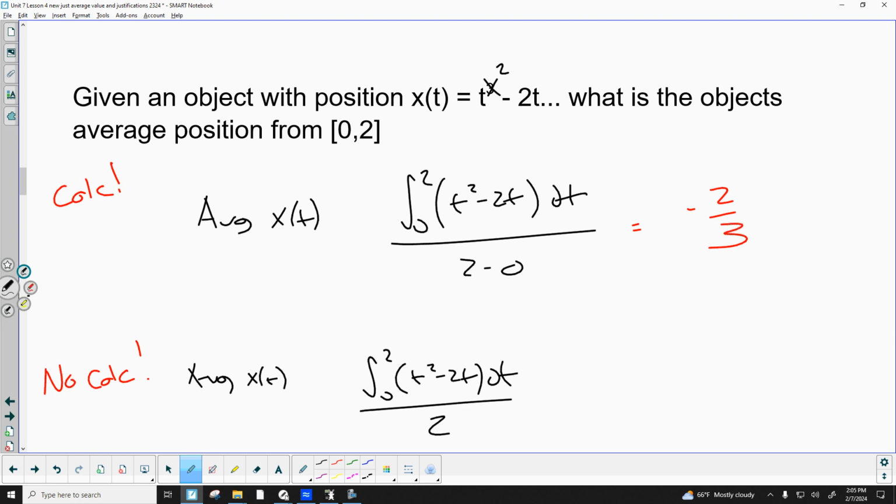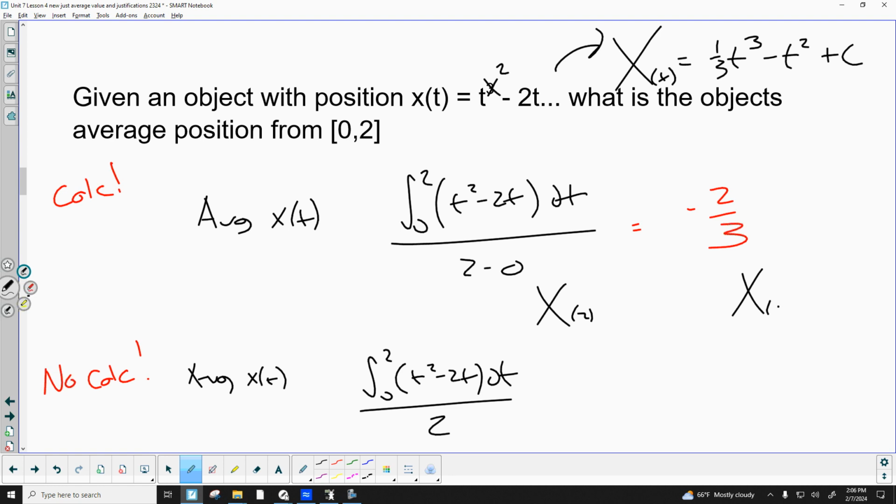Why have we been using an integral to accumulate? Because we had to take antiderivatives, which means we need a big X. We need 1/3 t cubed minus t squared plus c. Don't forget about your plus c's, even though they will go away. We need big X with 2 plugged in. We need big X with 0 plugged in. And we will subtract them to see the difference, or see how much X has gone up or gone down.